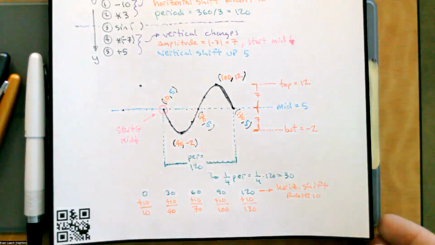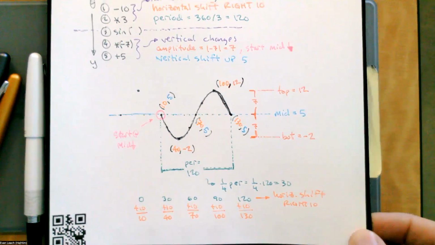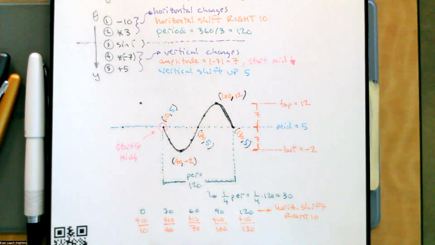This one example kind of has it all. Has all the things that we want to do. Got a horizontal shift, a change to the period, an amplitude, a reflection, and a vertical shift.